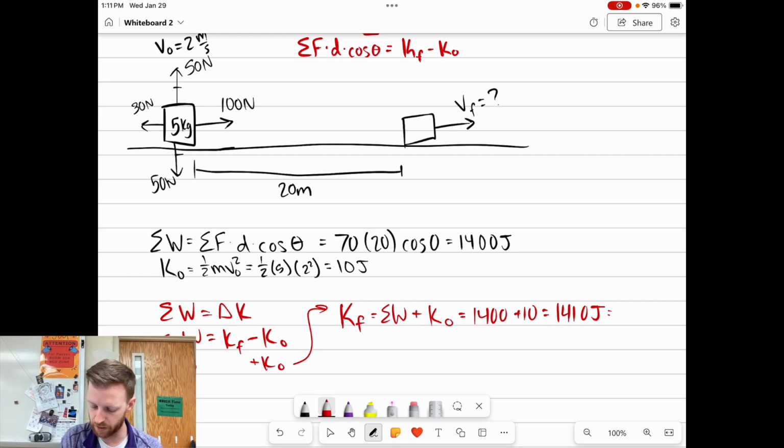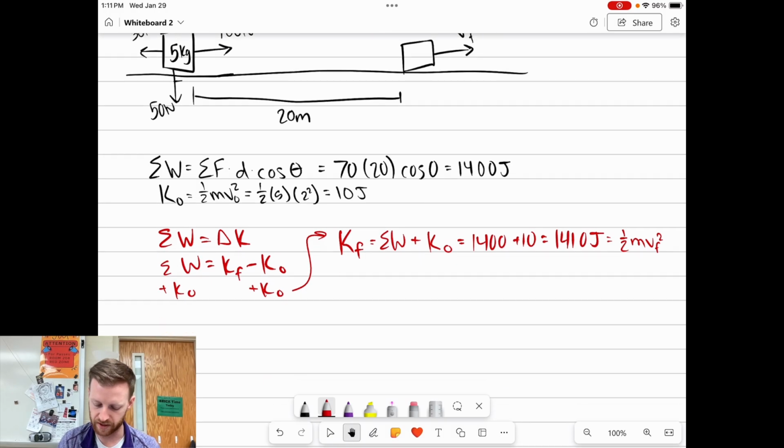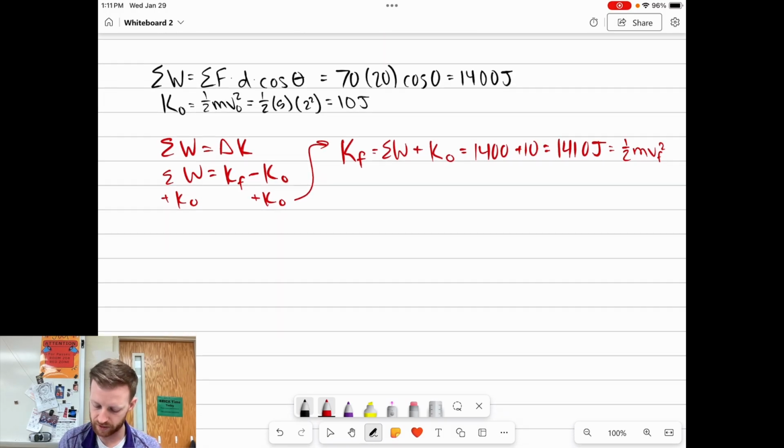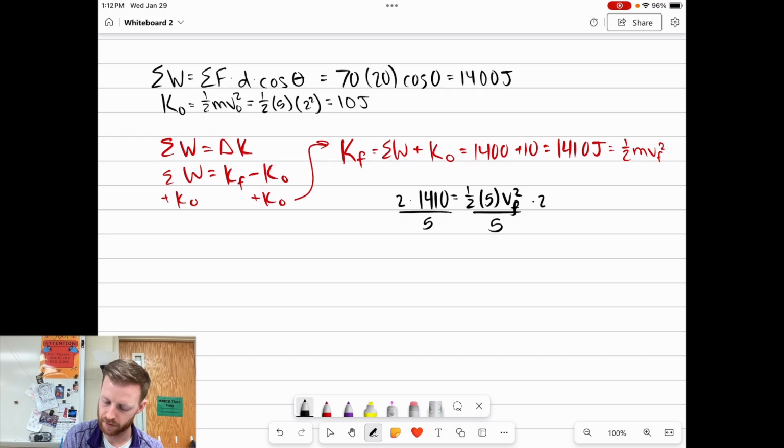Well, that is going to be equal to 1/2 times the mass times the final velocity squared, because it's that final kinetic energy. So I've added that energy into the system. The object has decided to speed up. So since it's speeding up, I'm going to drag this down. I'm going to say 1410 is equal to 1/2 times the mass, which is 5, times that V final squared. Multiply both sides by 2 and divide by 5.